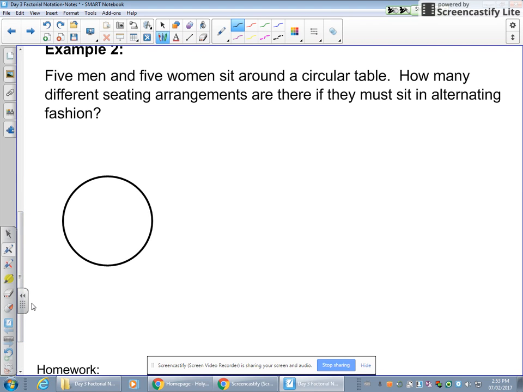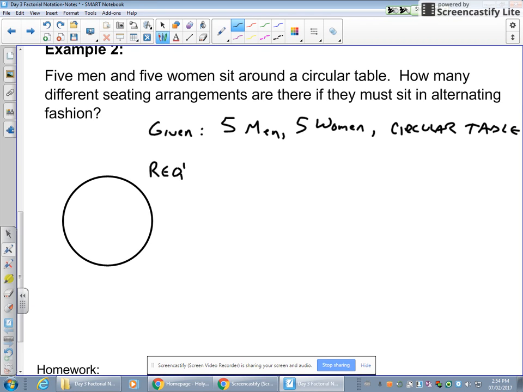Example 2, 5 men and 5 women sit around a circular table. How many different seating arrangements are there if they must sit in an alternating fashion? So again, we are given 5 men, 5 women. We're given a circular table. It's important that we recognize this circular table. We have no beginning or end in the circle.